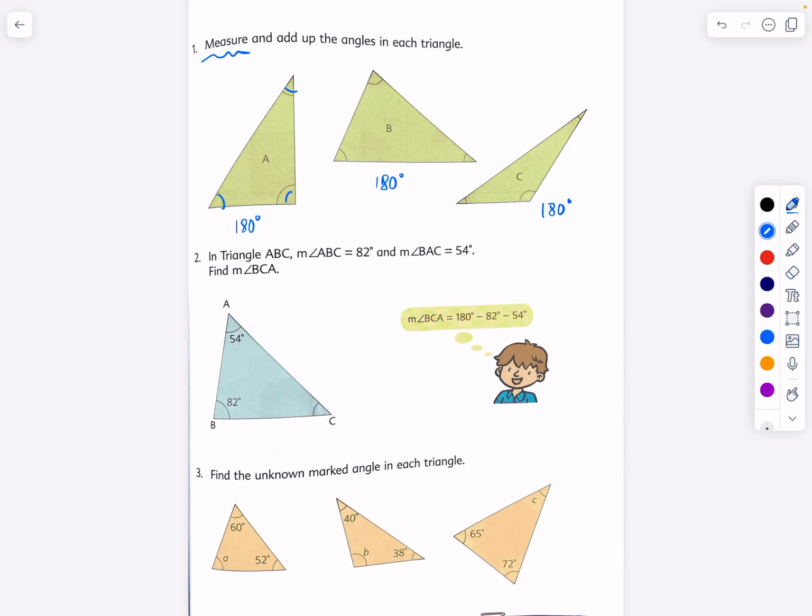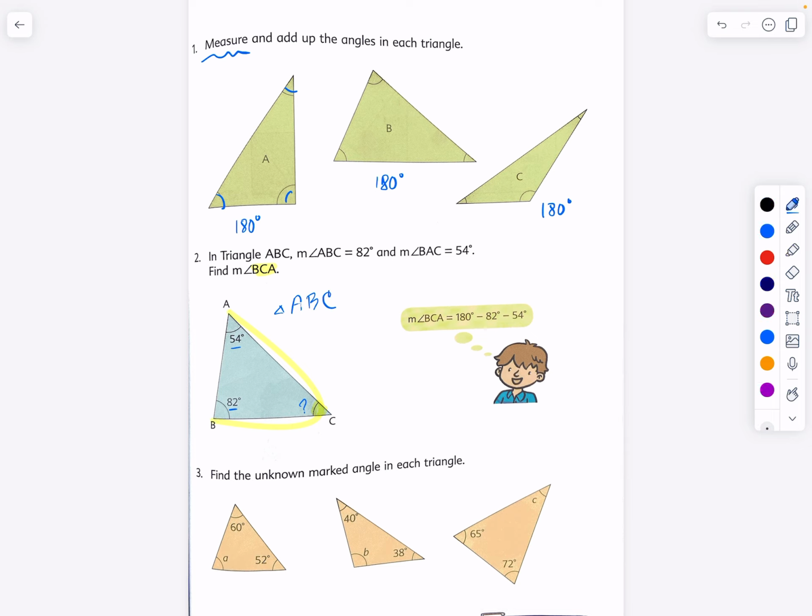So what can we do about it? We have a triangle ABC. The measure of angle CBA is 82, and this angle is 54. How do we find angle BCA? This is BCA right here, from B to C and to A. That's how we name the angles. How do we find this angle?